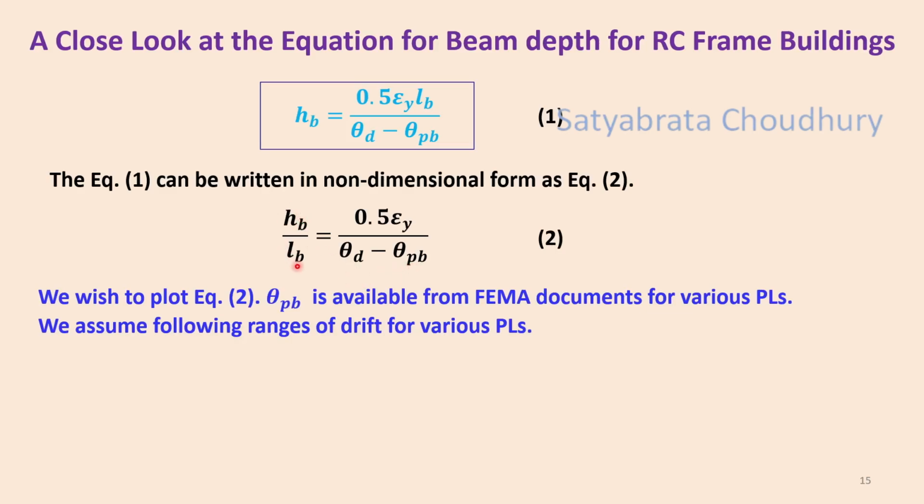for the parameter HB by LB ratio with respect to the design drift. What happens to epsilon y? If I take Fy constant for a steel, then epsilon y is constant. If I consider a particular performance level of the system, then theta PB becomes constant. So the only variable here is on the left hand side, and on the right hand side it is theta D. Values of theta PB corresponding to performance level are available from FEMA documents or from the ASCE 41 document.